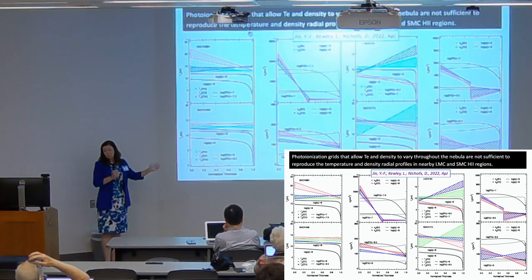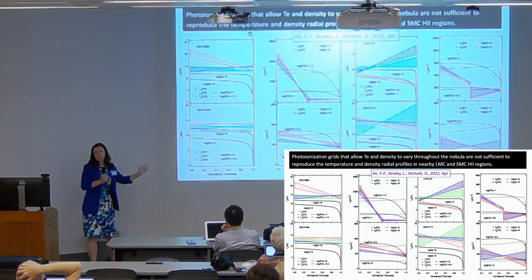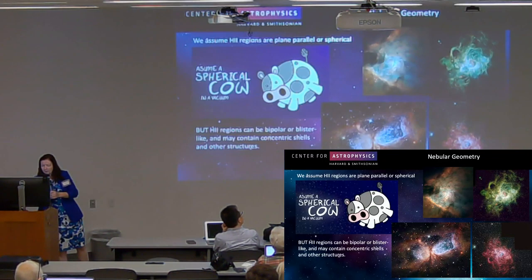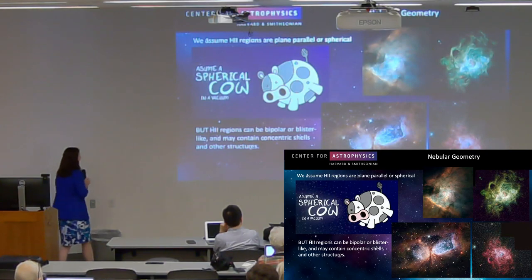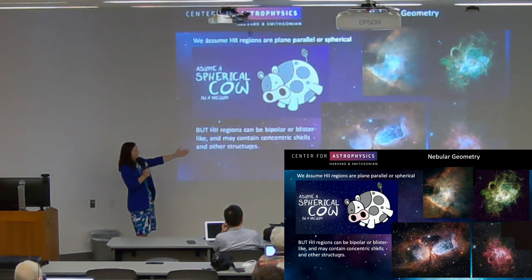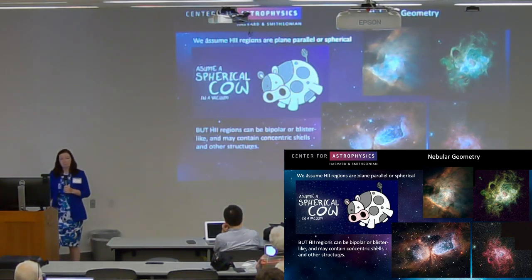And so what's wrong? Why is it that we can't model the temperature distribution with our traditional photoionization models? And the answer is geometry. So we've been assuming that the models are plane parallel or spherical when they're just not. So if you look at the H2 regions, they can either be bipolar, they can be blister-like, they can contain many concentric shells and other structures. They are not remotely spherical, and this is the main problem.